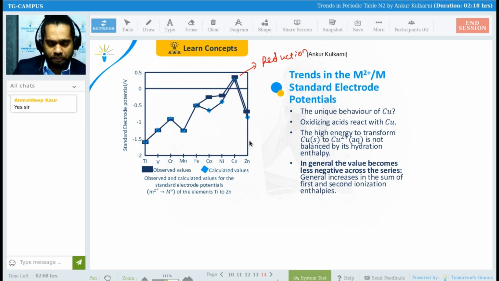So your copper reduction means what? Is it gain of electron or is it loss of electron? Reduction. Correct. Reduction is nothing but the gain of electron. That is a reduction. So over here Cu can undergo reduction.